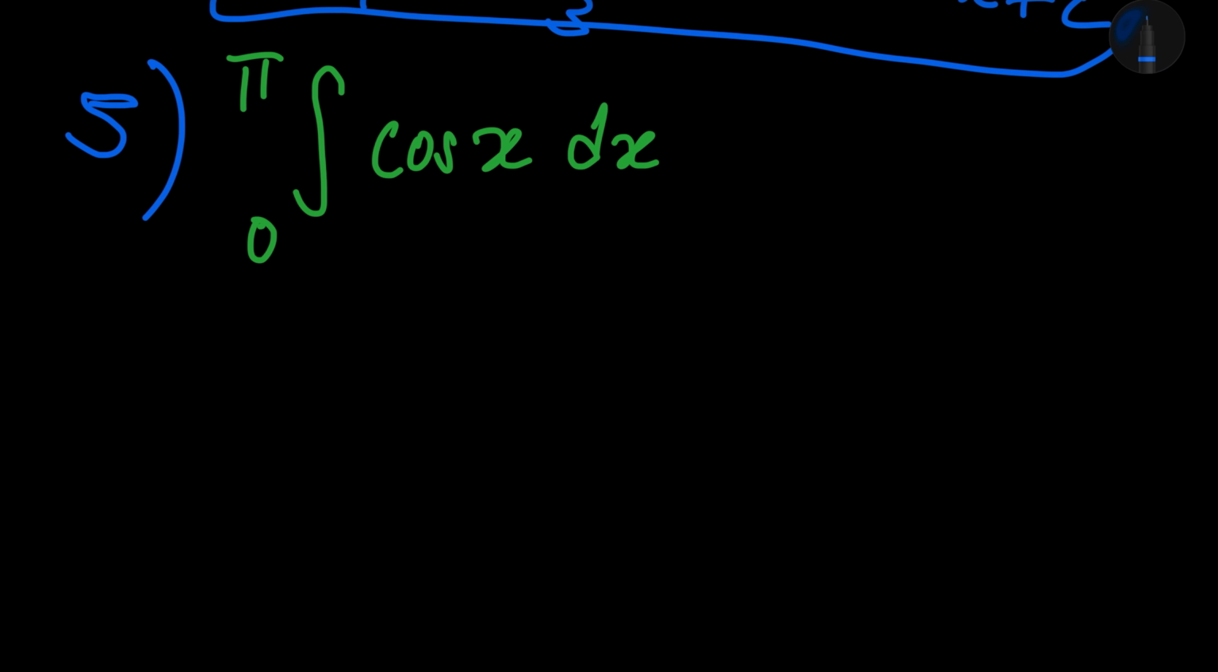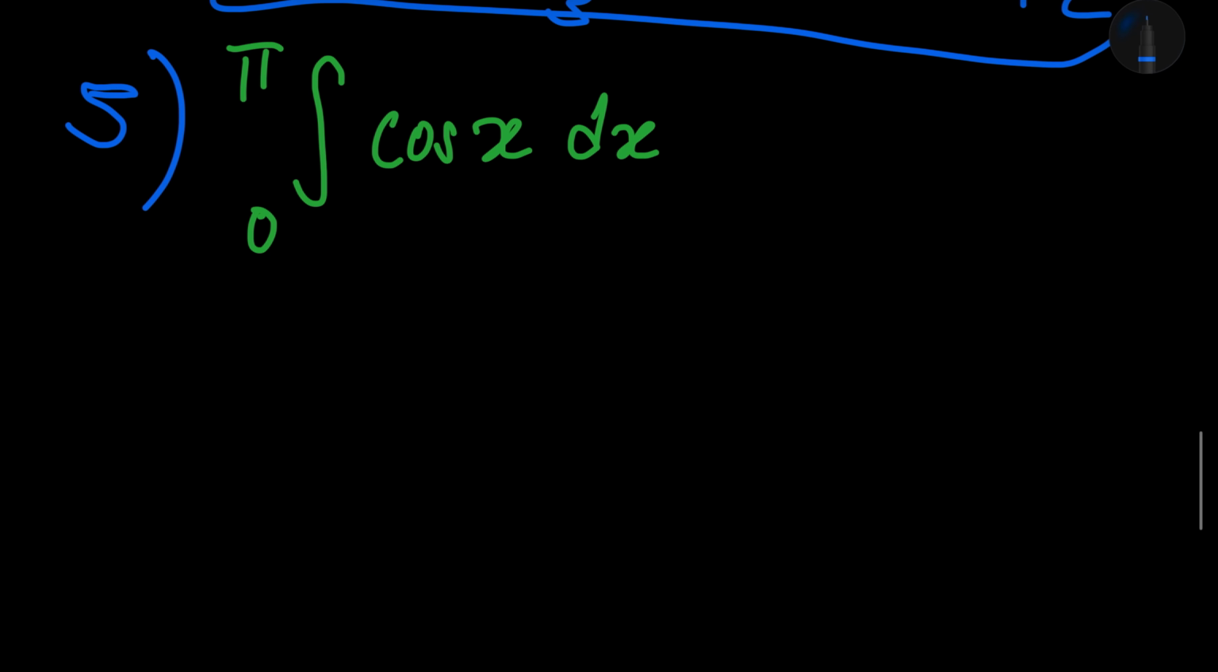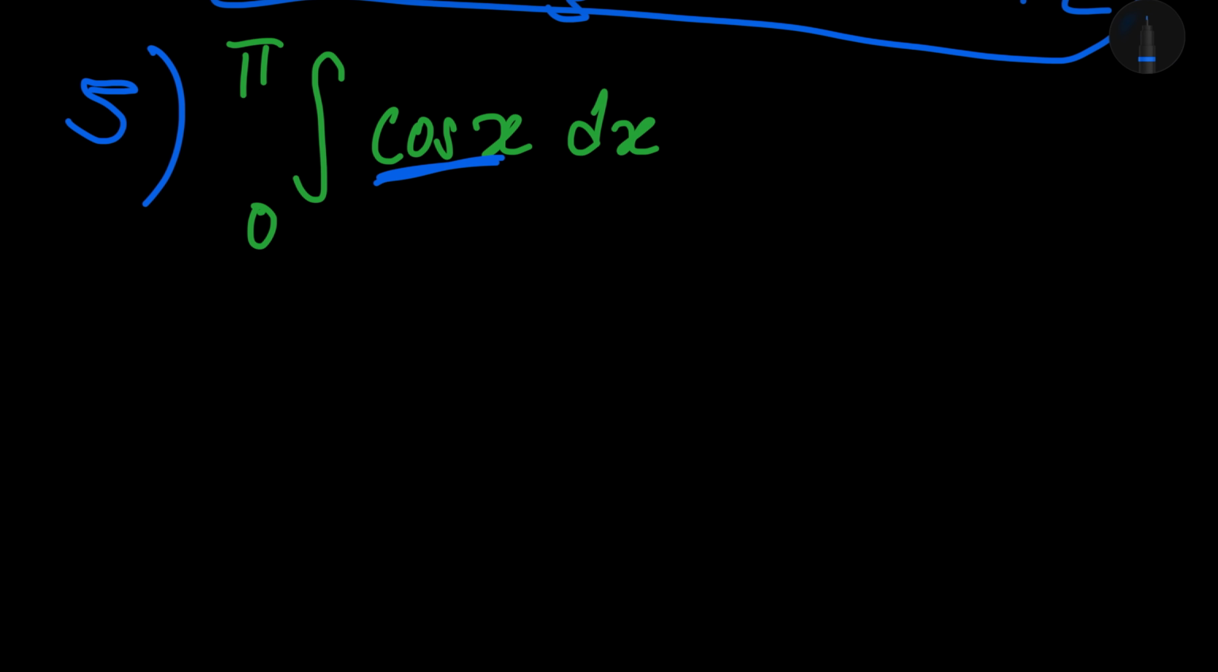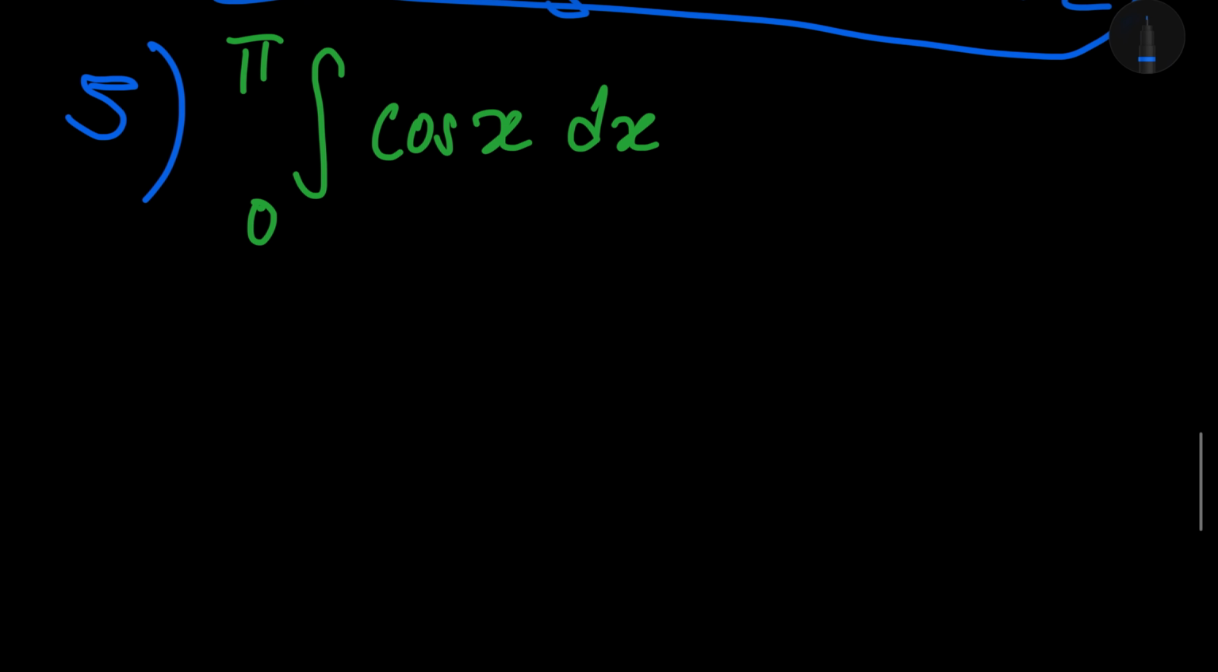Over here we got the integral from 0 to pi of cosine x dx. So this is a definite integral, so we need to treat it slightly differently, but it's the same process in general. So what we have to do first is we have to find the integral of cosine x. So the integral of cosine x is sine x.